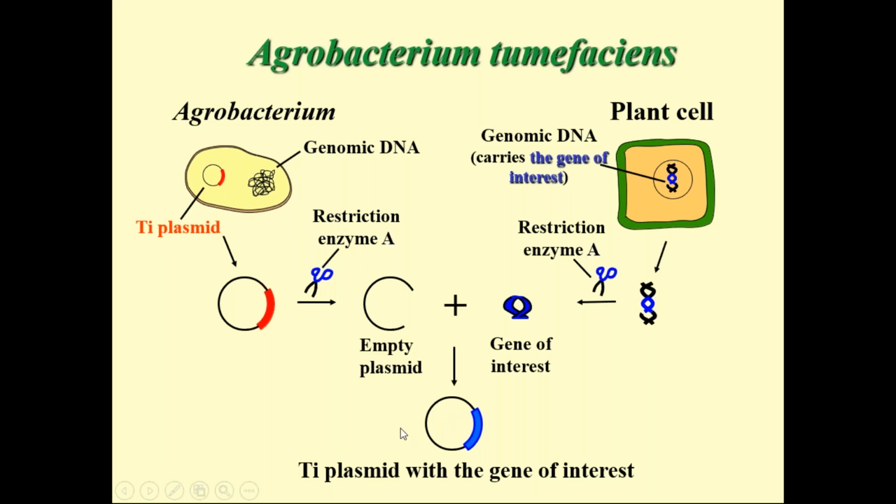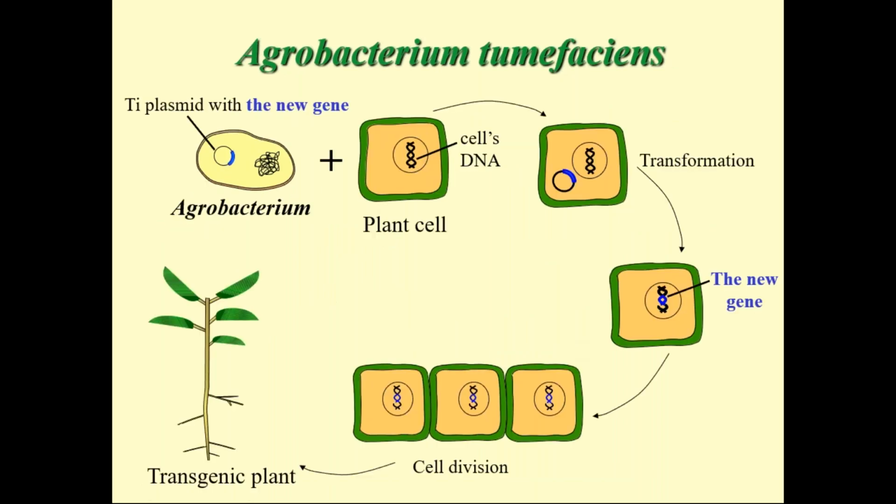This diagram looks very simple, but however, it is quite tedious to do an Agrobacterium tumefaciens mediated transformation. The second step: the TI plasmid, which goes into the bacterium, is then used to infect the plant cell, that is, the plant that you want to make new. Then the transformation occurs, the DNA gets integrated, and what you get is the new gene by cell division and the transgenic plant.